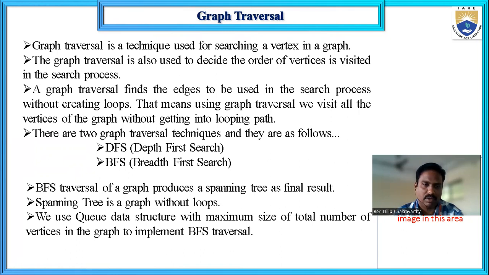BFS traversal of a graph produces a spanning tree as a final result. We will see what a spanning tree means in the next session. A spanning tree is a graph without loops. We don't have any loops in the spanning tree. We use the queue data structure for breadth first search, with a maximum size of the total number of vertices in the graph, to implement BFS traversal.